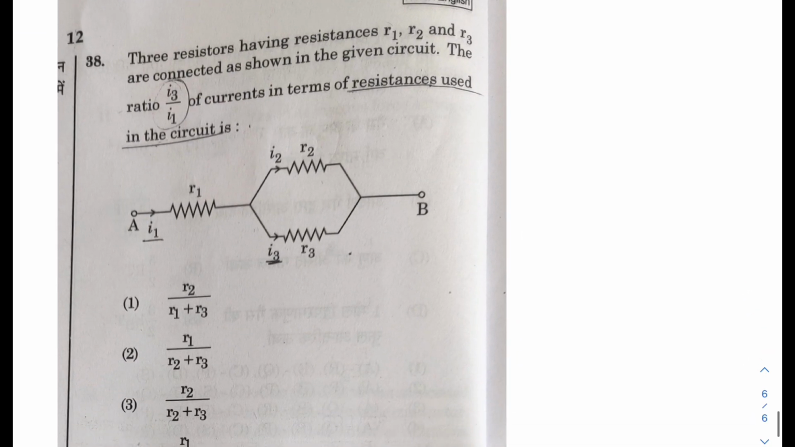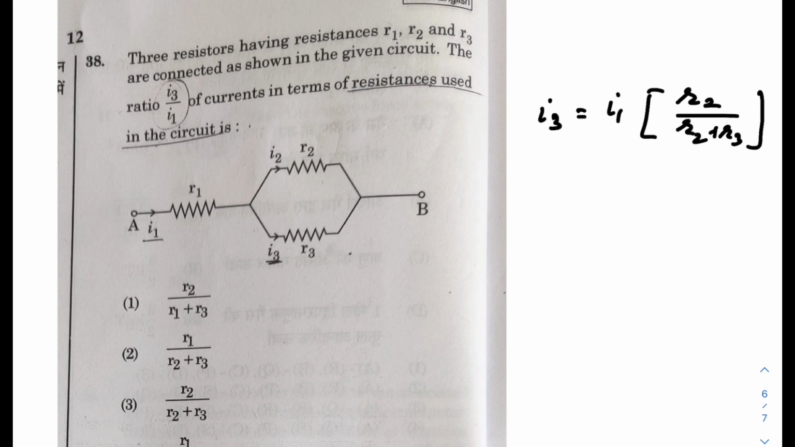The three resistors R1, R2, R3 are connected as shown in the given circuit. The ratio I3 by I1 of current in terms of resistances used will be. So we can directly say total current would be I1, and in the parallel combination the current is divided in the ratio inverse of the resistance. So we can directly say it would be R2 over R2 plus R3. So that would be the answer. I3 by I1 is R2 over R2 plus R3, option 3.